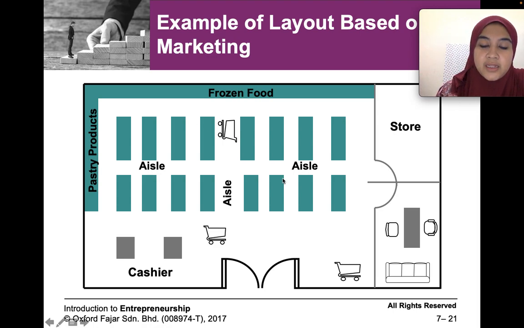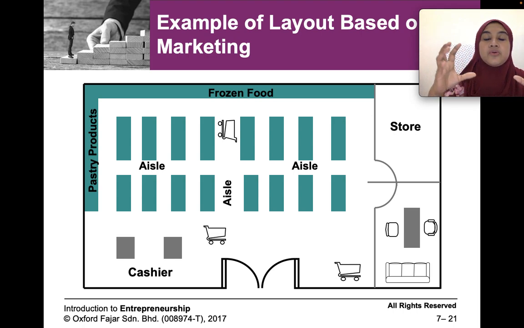Retail is the third party, the intermediary. The manufacturer sells a bulk quantity to the retailer, and the retailer then sells the product in a smaller quantity, not in bulk. That is why retailers also have their operation plan, which we call layout based on marketing. Under the operation plan for a retailer, basically they do not produce the product, but they sell the product that is produced by the manufacturer.